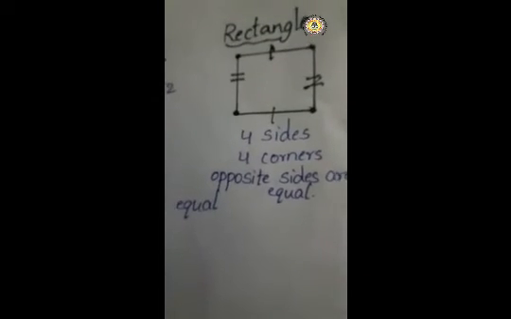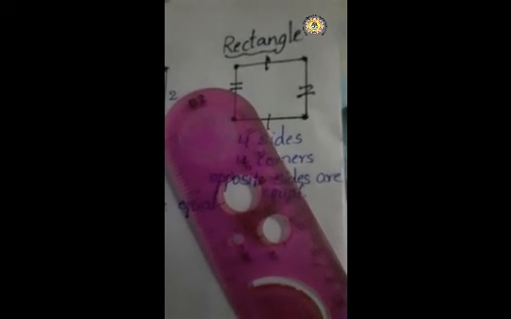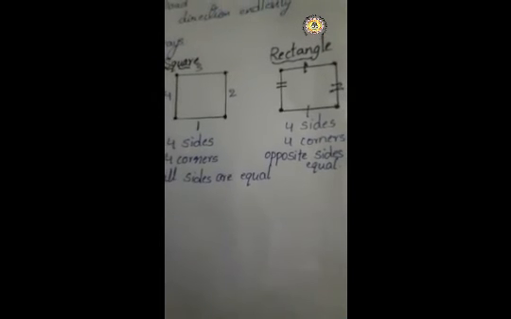Examples of a rectangle are a scale and a box. You can say so many examples.